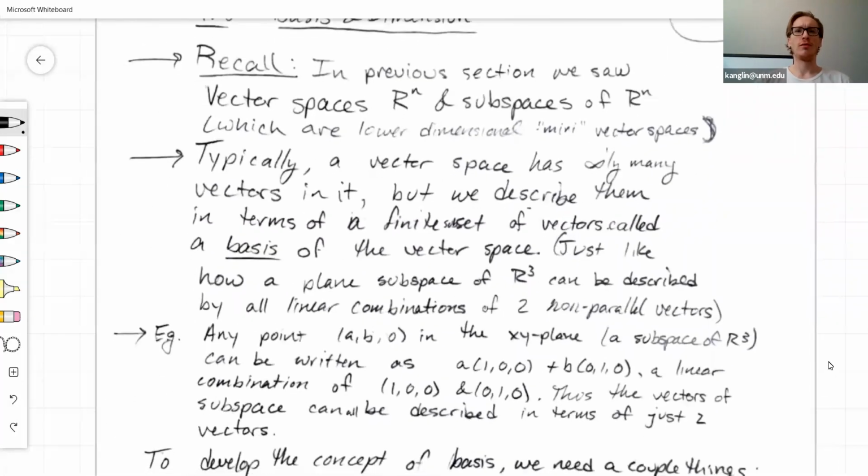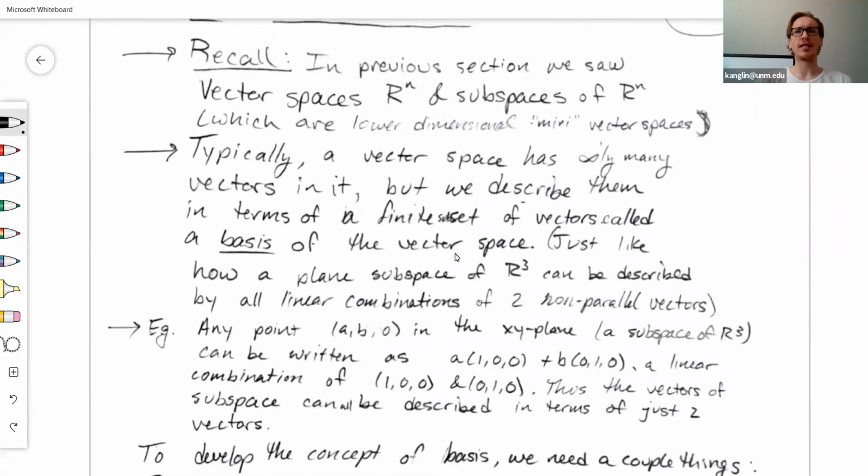Okay, so let's see an example of what I was describing there. Any point of the form (a, b, 0) really is in the xy plane, right? We have a 0 z coordinate there. And the xy plane will be a subspace of R3. You could show that all the vectors of this form, (a, b, 0), form a set that is closed under addition and closed under scalar multiplication, and there is a vector in here, it's non-empty. That means it is a subspace of R3. You can show that pretty easily.